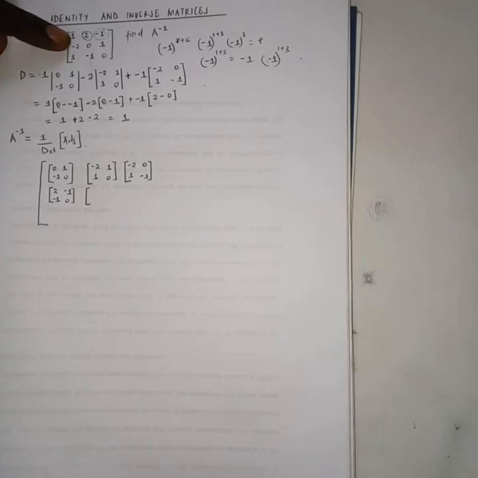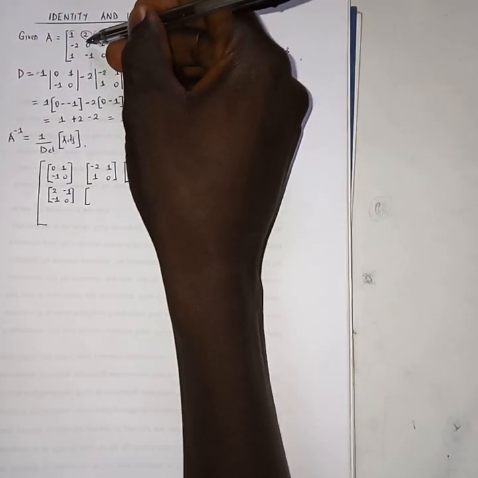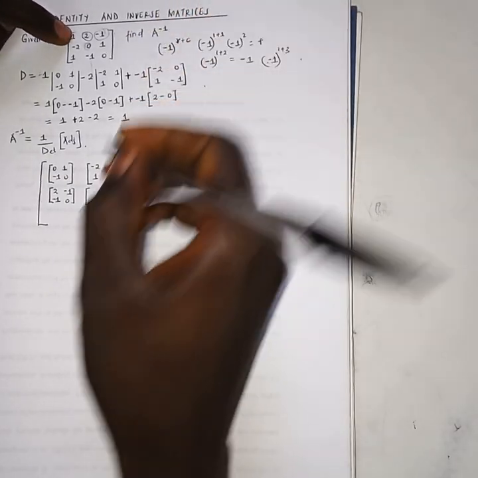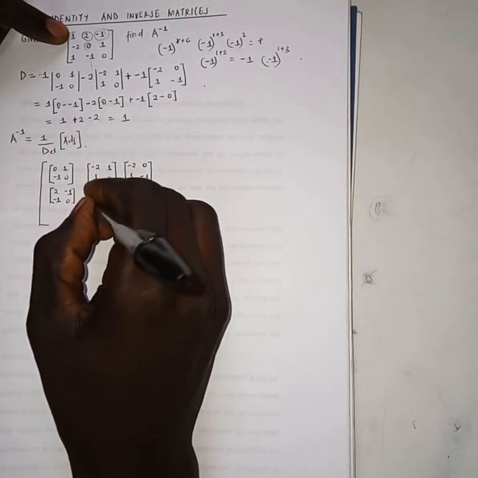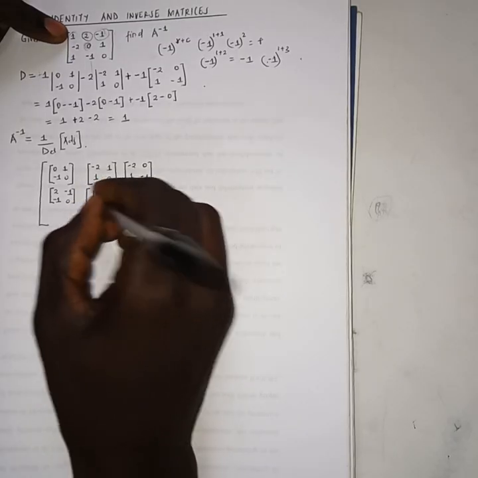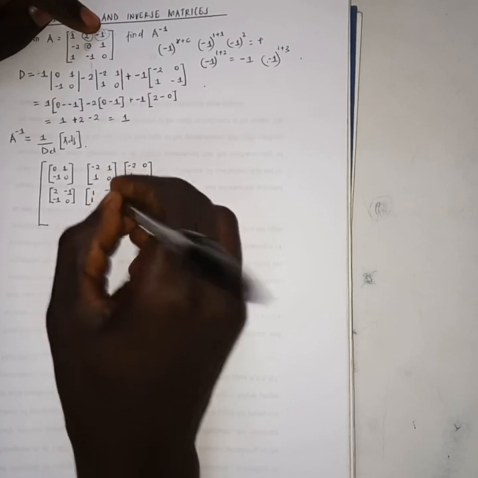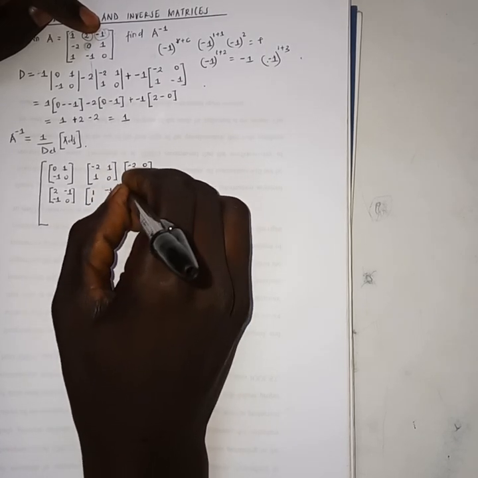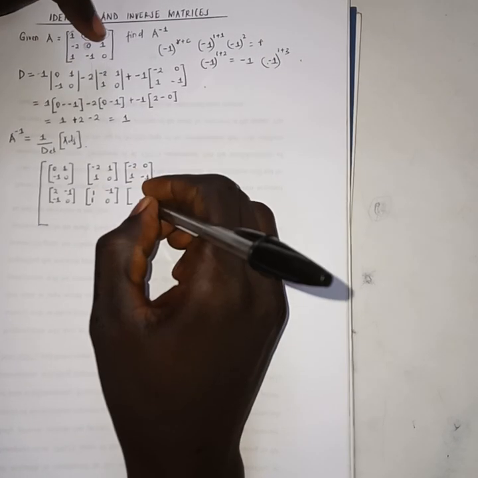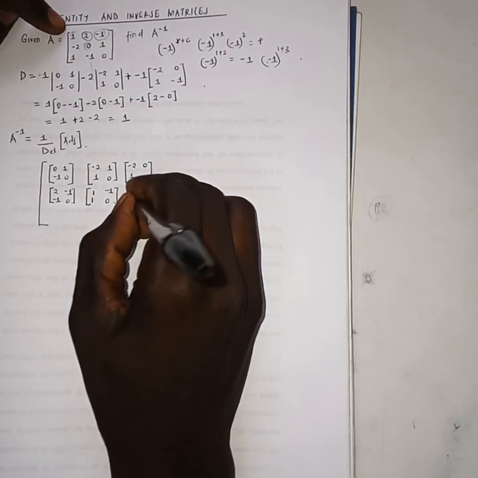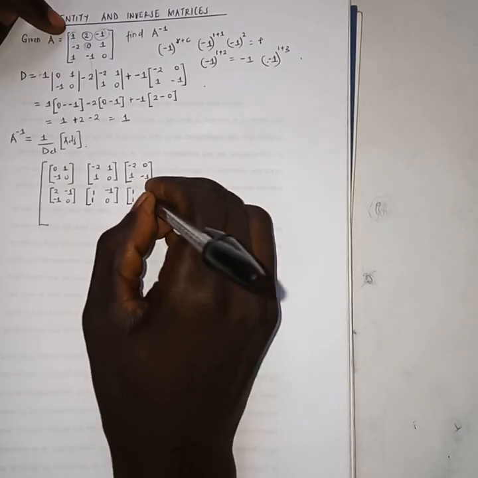Okay, the third value will be standing on this 0 here. Then the minor matrix now will be 1, 1. This one will be negative 1, 0. And lastly, thirdly on this row, we're going to have 1, 1, 2, negative 1.